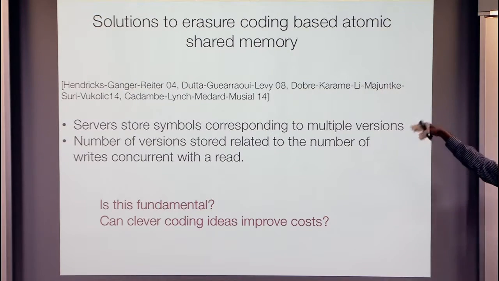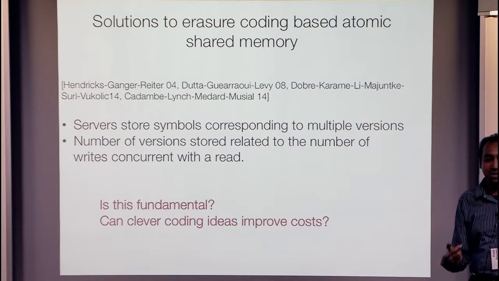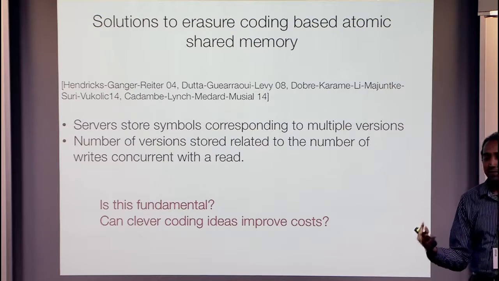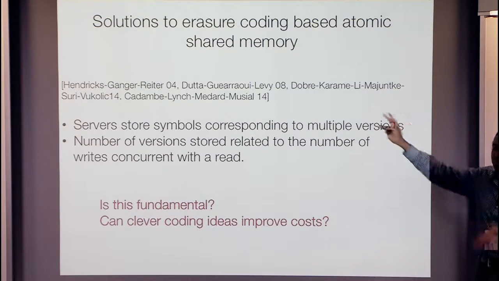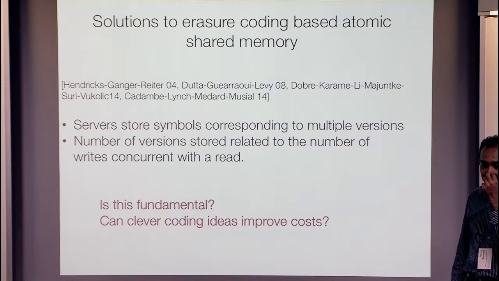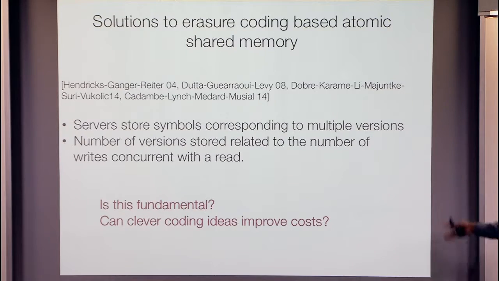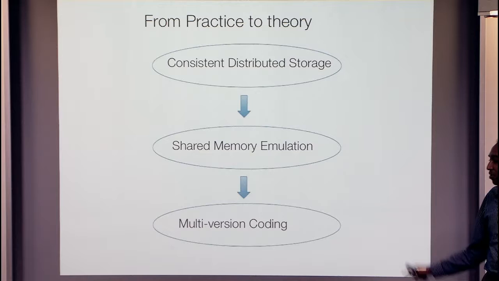So the question that motivated our problem is the following. Are these costs fundamental? Is this dependency on concurrency fundamental, or can I use some clever coding ideas to do something better for this shared memory emulation problem? So this is the main motivation for the coding problem that I'll talk about.